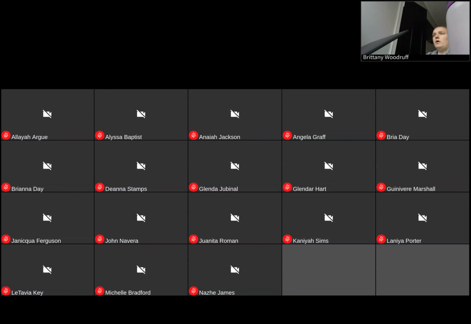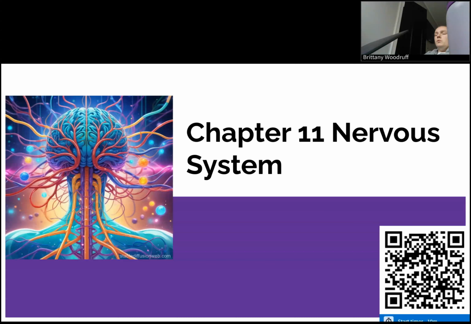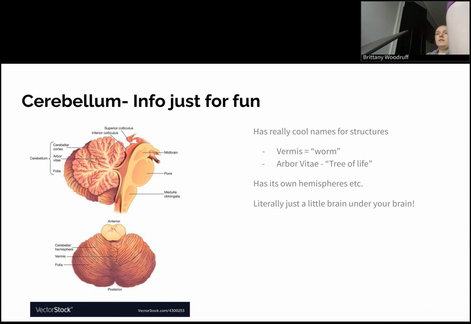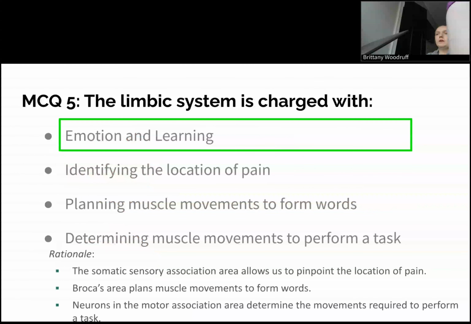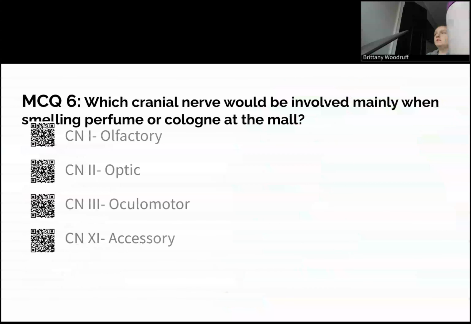Okay, so we're going to start by finishing up chapter 11, and then we'll start on chapter 12. Just as a refresher, let's do the cranial nerves questions to start off.